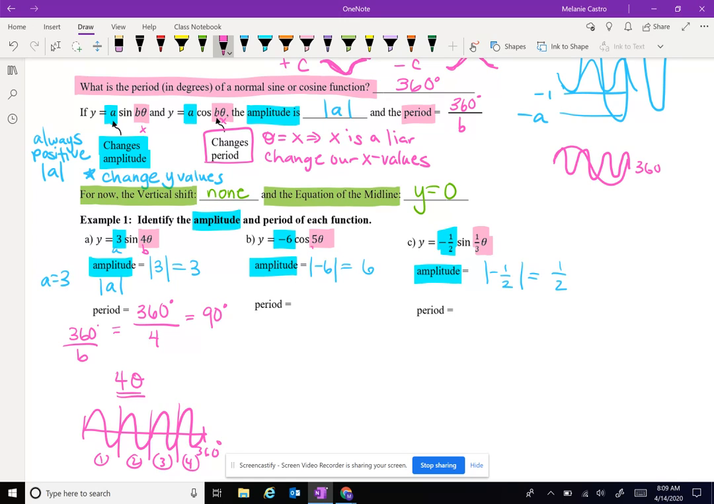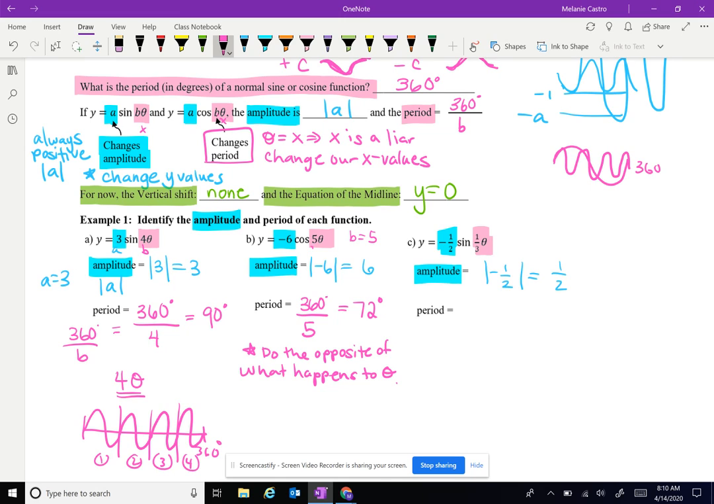On the next one, we're going to use that formula again. Here, B is 5. So since B is equal to 5 in this problem, and our formula for period is 360 divided by B, our period here should be 72 degrees. So you're always doing the opposite of whatever's happening to theta. That's what we have for our transformation.